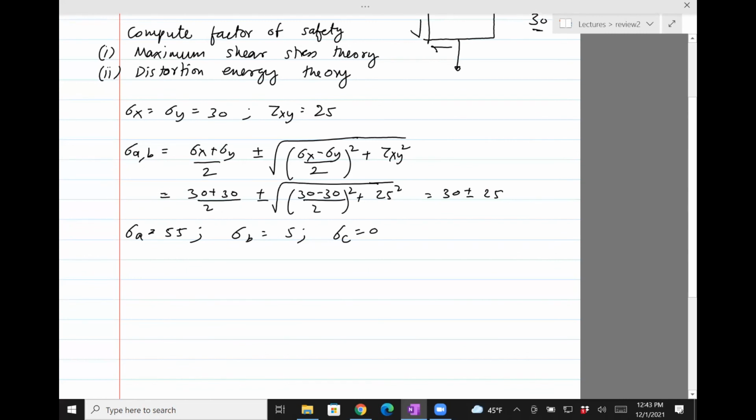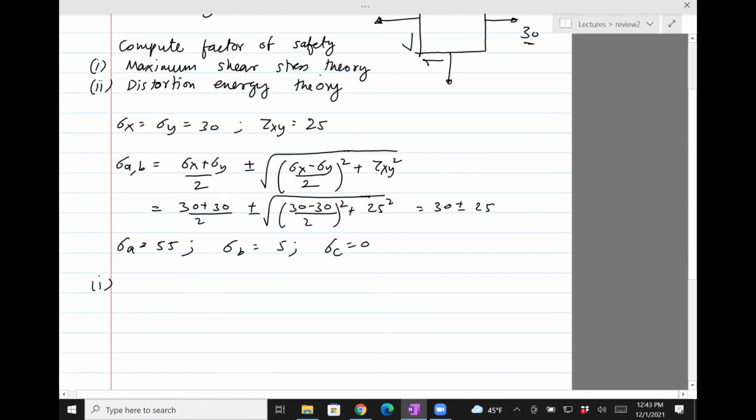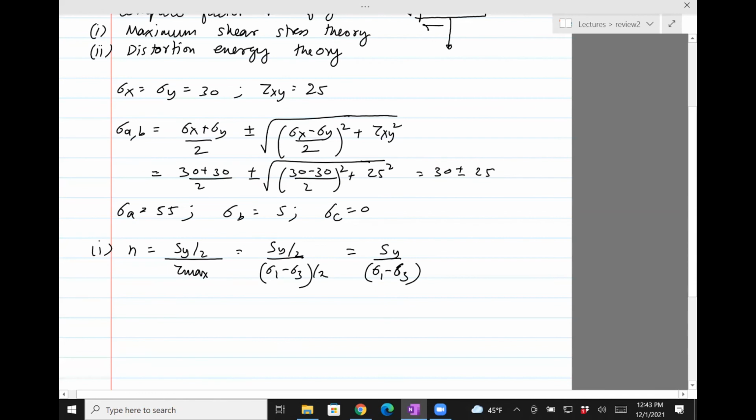So then when you want to apply these theories, let's do part 1. You want to find a factor of safety using the maximum shear stress theory. So that says that the factor of safety is Sy divided by 2, divided by tau max. Okay. So Sy divided by 2, tau max is sigma 1 minus sigma 3 divided by 2. Effectively, this is Sy divided by sigma 1 minus sigma 3. So what are sigma 1 and sigma 3? Sigma 1 and sigma 3 are the principal stresses such that sigma 1 is the maximum stress and sigma 3 is the minimum stress. So from here, we can identify what these are.